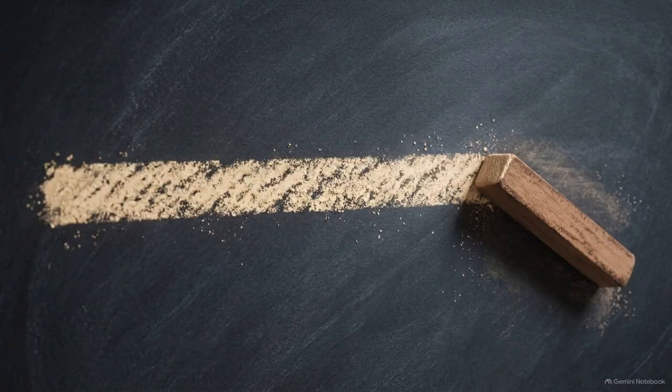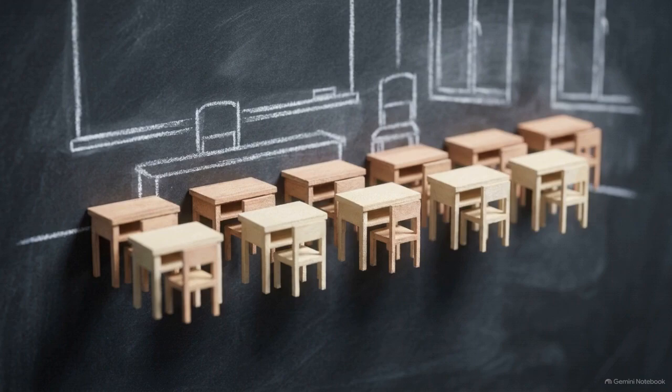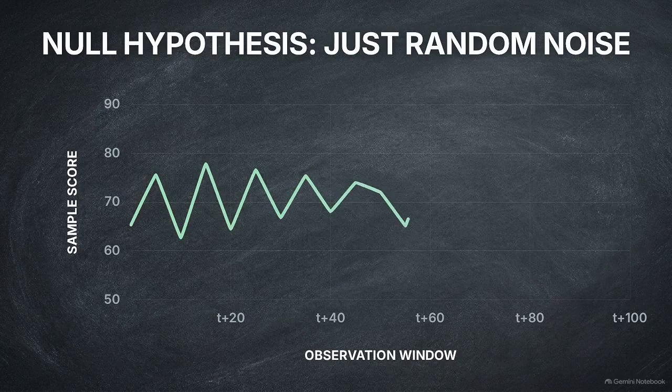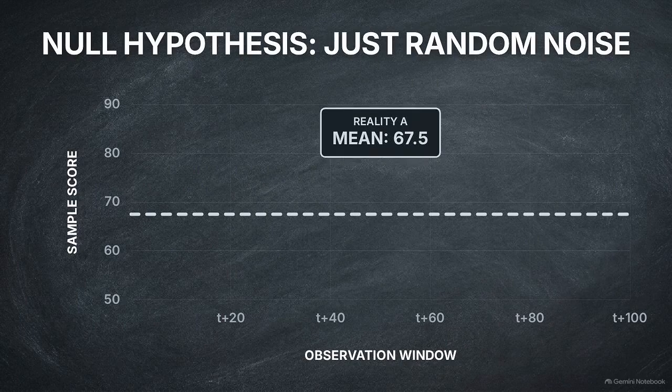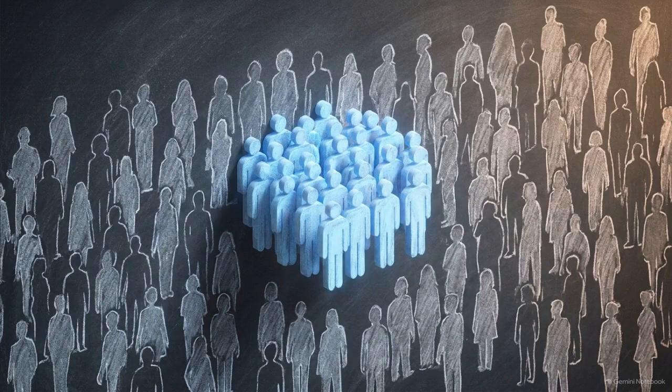Every statistical test starts by drawing a line in the sand. Before we look at any more data, we have to define two opposing realities. The first is the null hypothesis. This is the assumption that the psychology students are perfectly average and that their slightly higher score is just random noise. Under this reality, their true mean is exactly 67.5. The second is the alternative hypothesis. This asserts that the psychology students are genuinely, measurably different from the rest of the class.